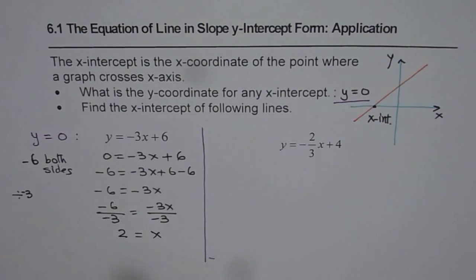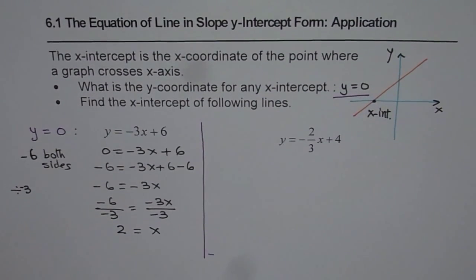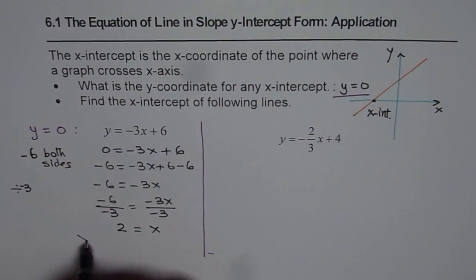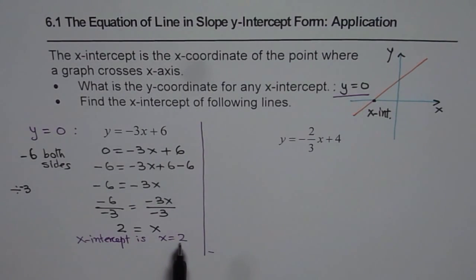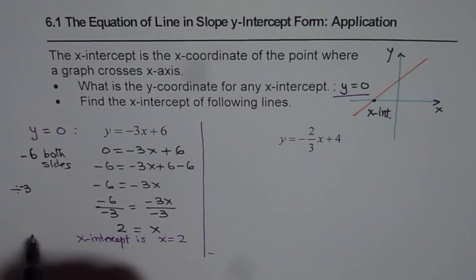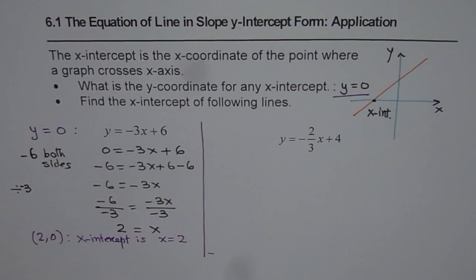And now you can write down the answer, which is, x-intercept is x equals 2. So if somebody asks you what is the coordinate point, you should say the coordinate point is 2, 0 because the y value is 0 here, right? So you could write this also as 2, 0 is the x-intercept. So at the x-intercept, the y value is always 0.